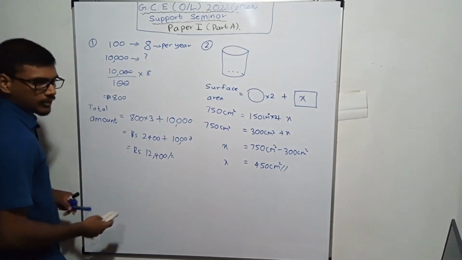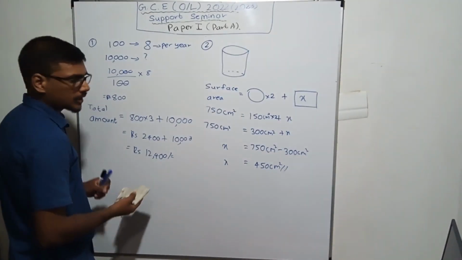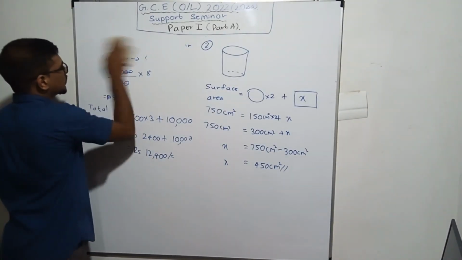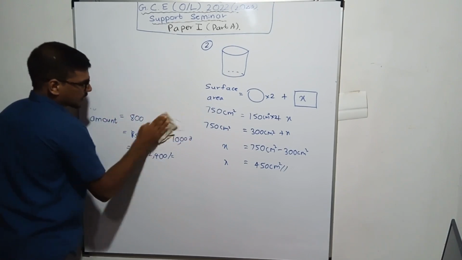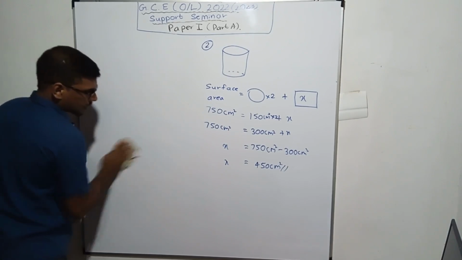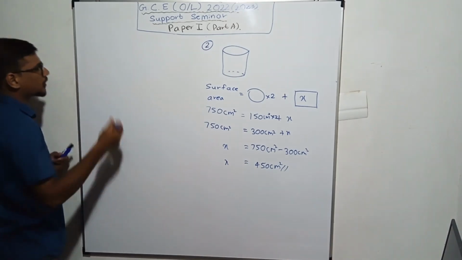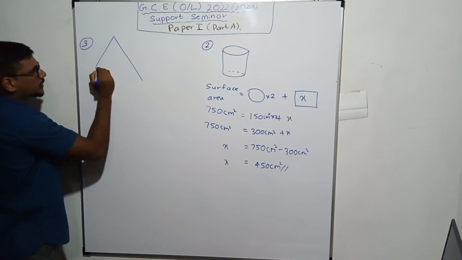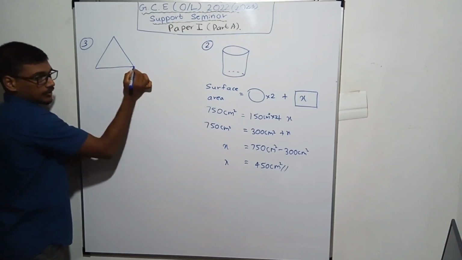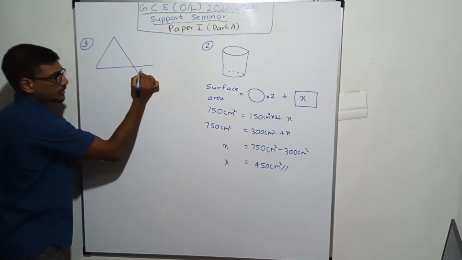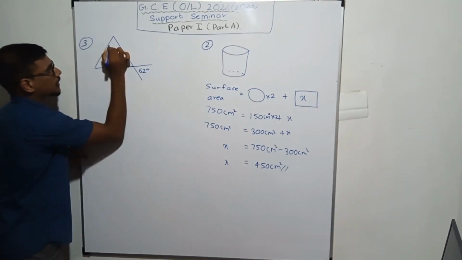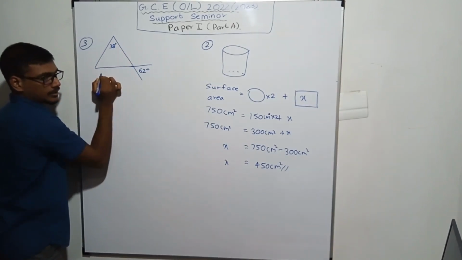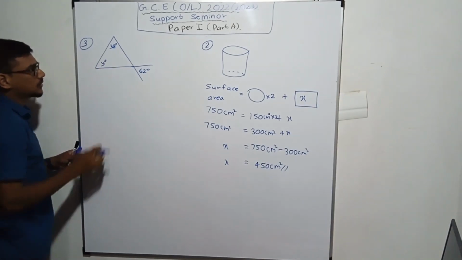Third question. Find the value of y according to the given data in the figure. So they have provided us with the angles. Here the value is 62 degrees, here it is 38 degrees, and here it is y degrees. So you have to find what y is.